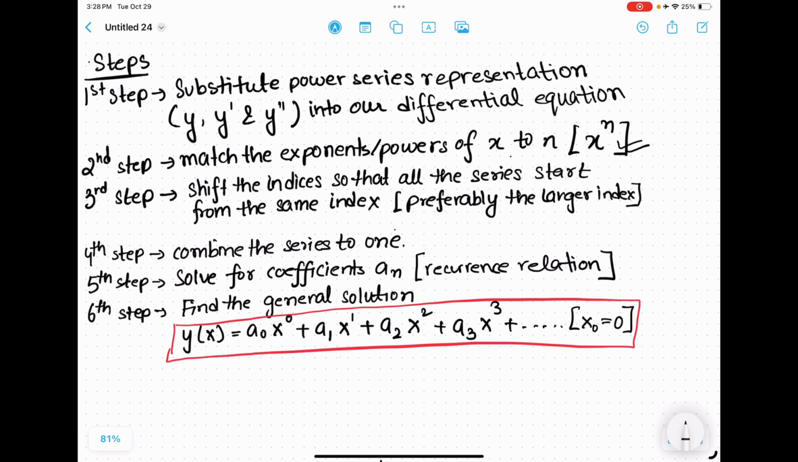Okay, and then we have our fourth step, which is combining the series into one. After we have performed our second and third steps, making sure that all the power series have the power n, and that all the indices start from the same index, we can combine them into one. After performing the fourth step, we will find the coefficients, and we use our recurrence relationship to do that. And then right after determining the coefficients, we can finally find the general solution.